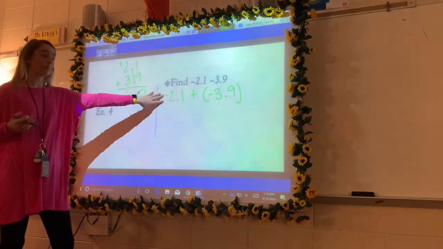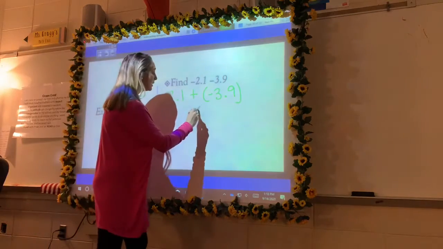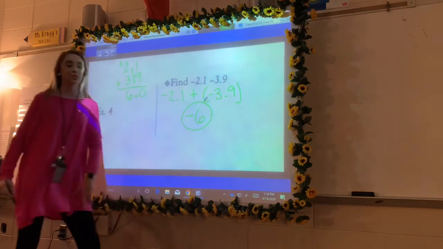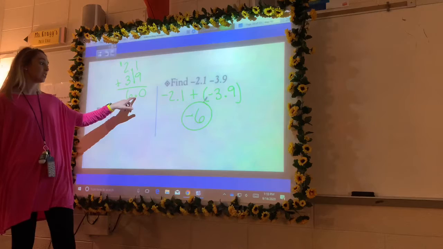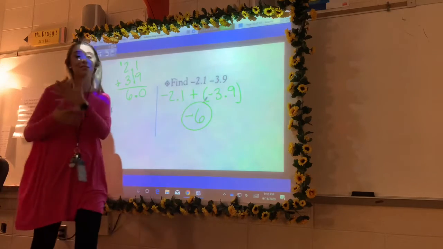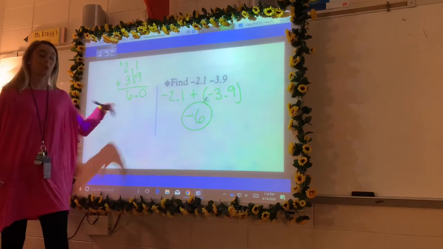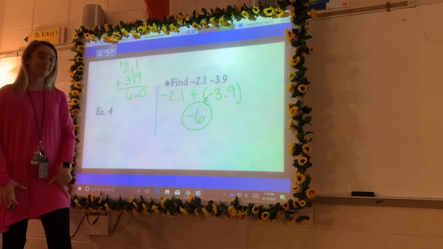All right, and then we look back at our signs. Our sign was a negative, so we need to keep it a negative. So our answer is -6. You do not have to include that decimal 0 because that doesn't have a value to it since the ending number is 0.